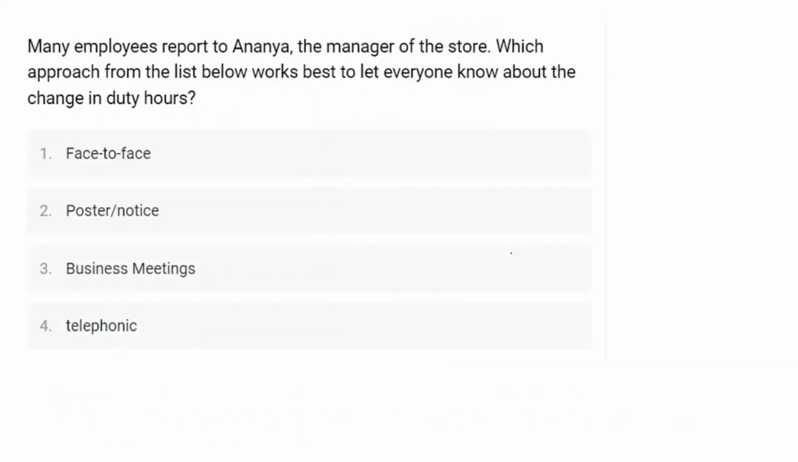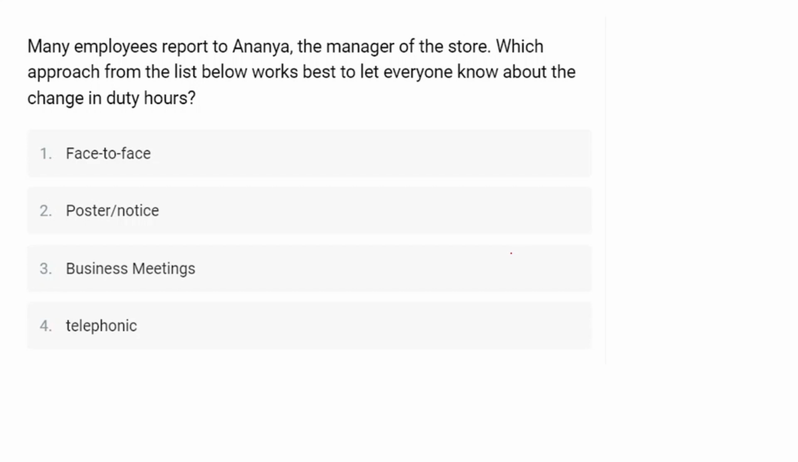Then this is another question, a different aspect of communication. Many employees report to Ananya, the manager of the store. Which approach from the list below works best to let everyone know about the changing duty hours? This is more of professional communication and less of scientific. Which approach do you think works the best if everyone needs to be made aware about the change in duty hours?